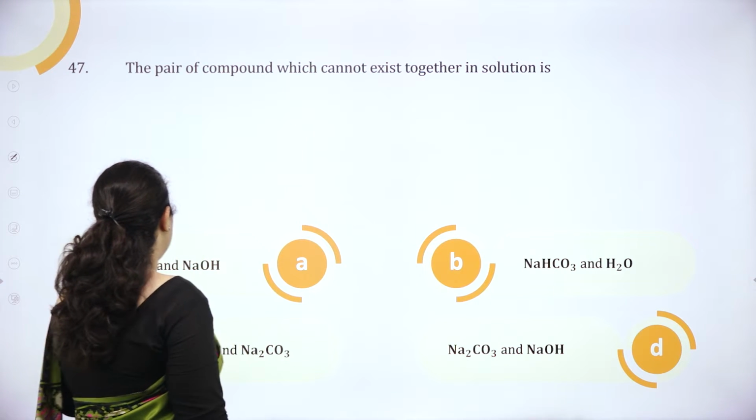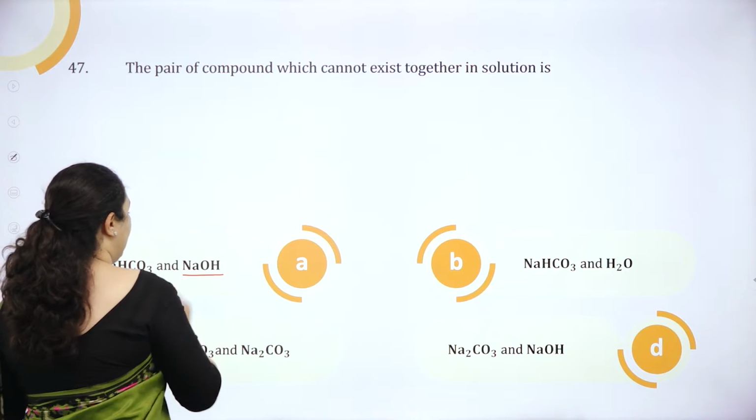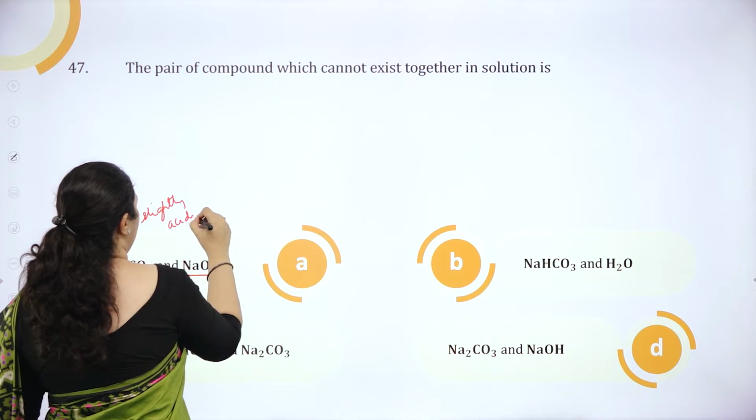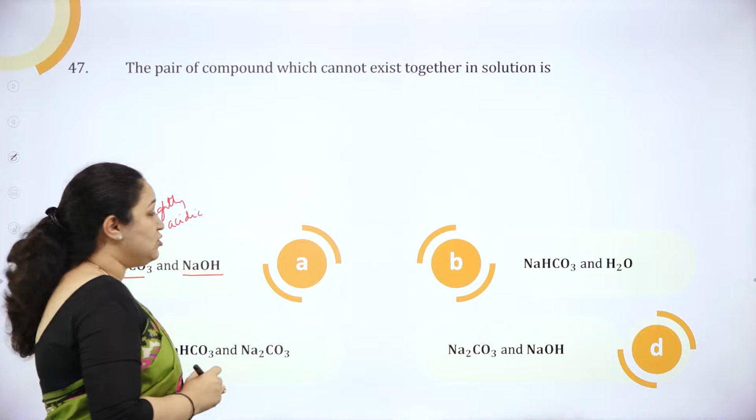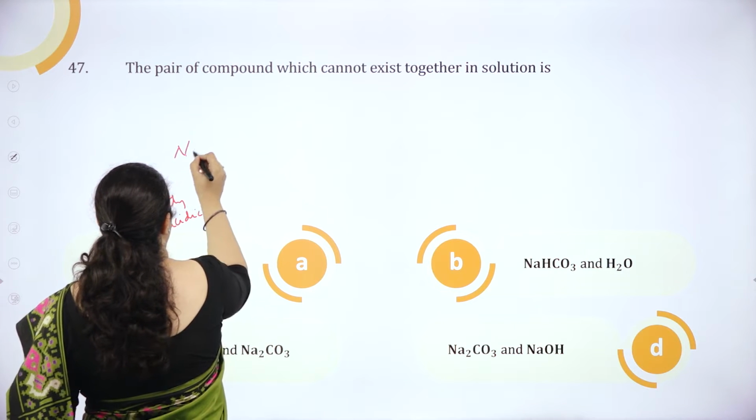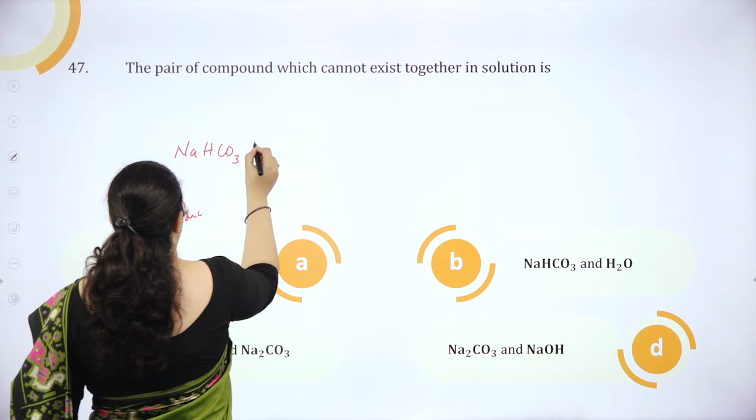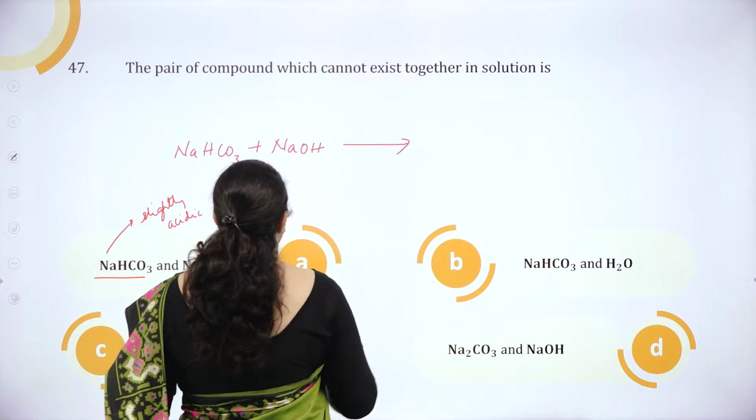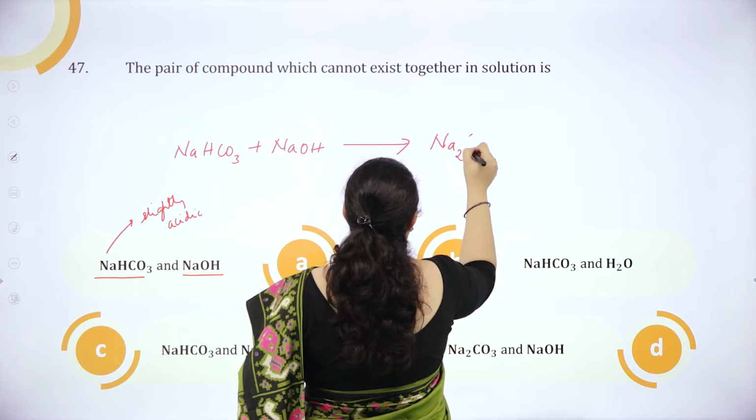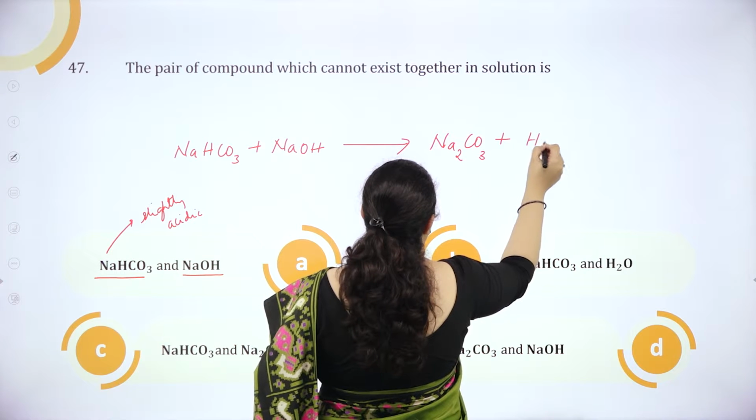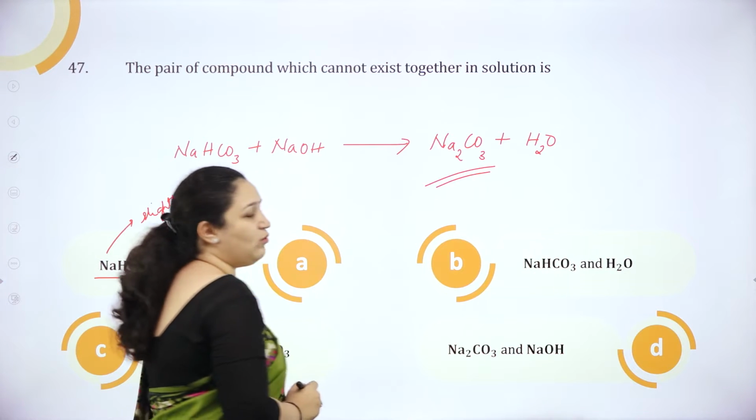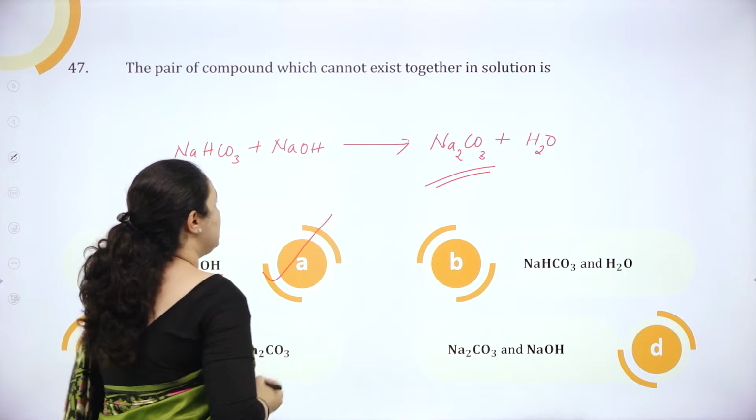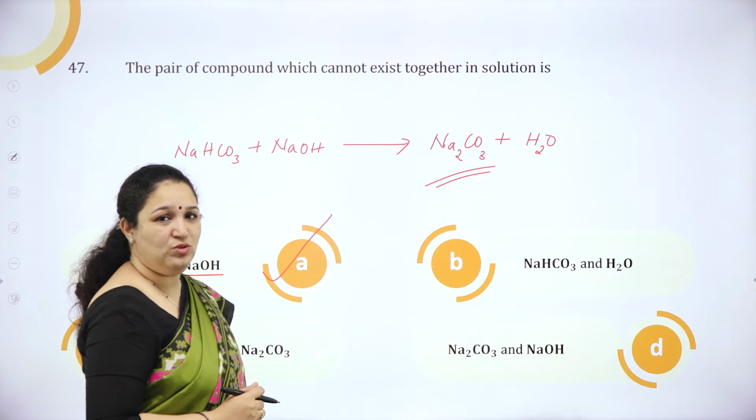Okay. Here what happens in the first case is sodium bicarbonate with NaOH. Sodium bicarbonate is slightly acidic, and we know NaOH is basic. So they will react with one another. NaHCO3 plus NaOH will react to form Na2CO3 and H2O, that is, a neutral salt and water will be formed. That is the reason option A is the one which cannot exist together.